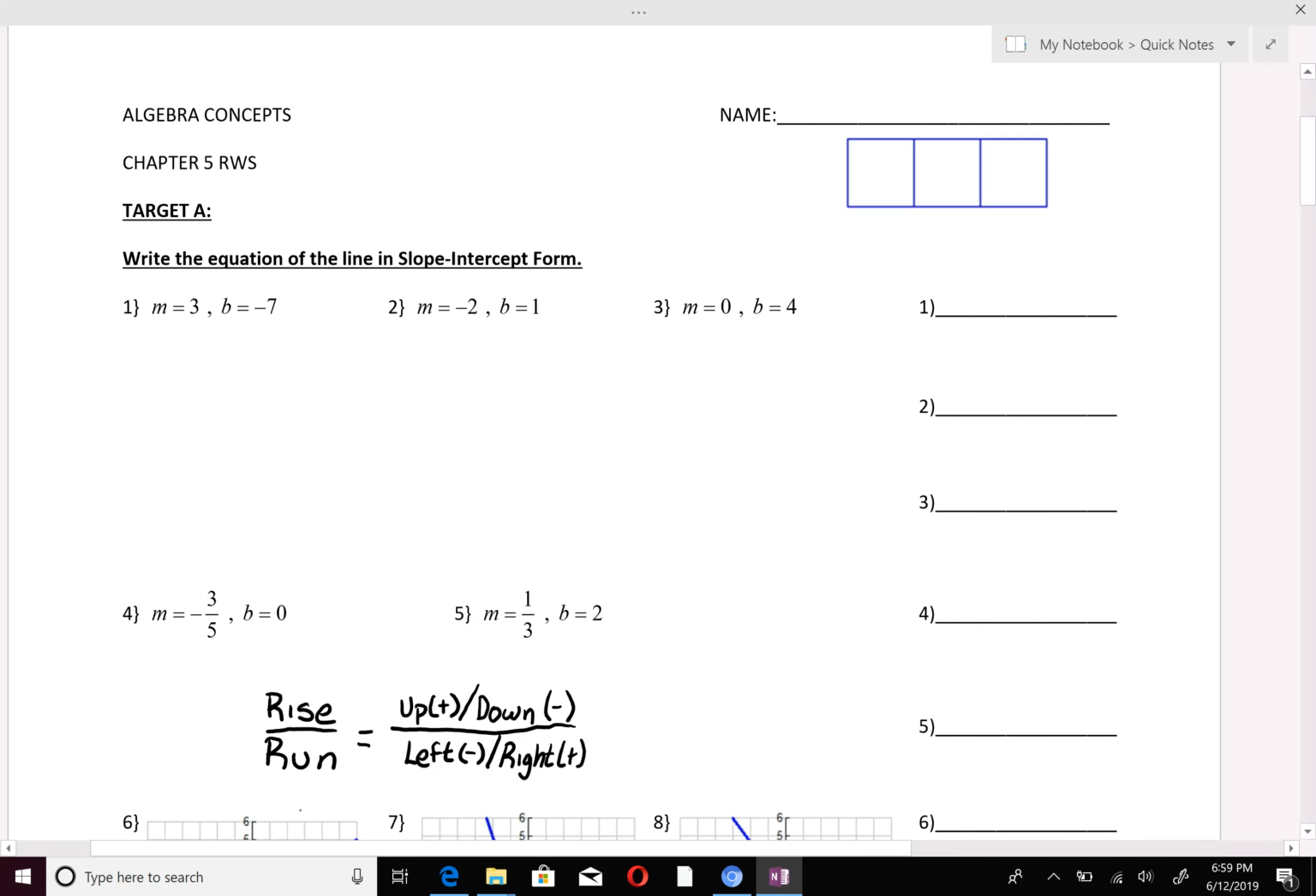When approaching a problem like number 1 here for target A, it's important to note that the form that we're going to be inputting is y equals mx plus b. And so it's pretty easy, since our m and our b are provided, we just have to input it directly into that equation. So our y will always be the same, it'll just be that, equals, our m is 3, then our x, and then normally you'd have plus, but since it's a negative b, we'll just do a minus 7. And that's it.